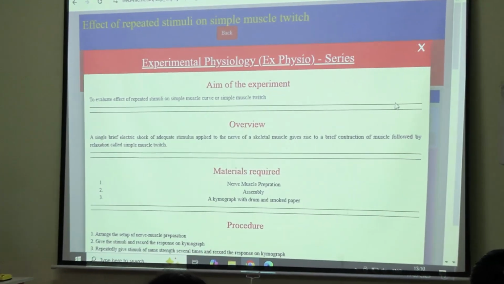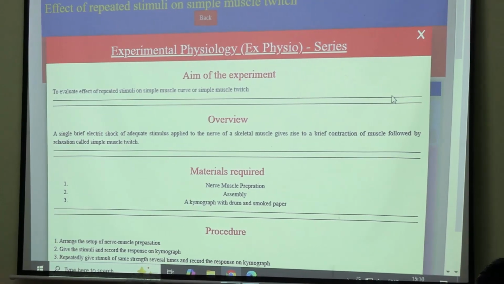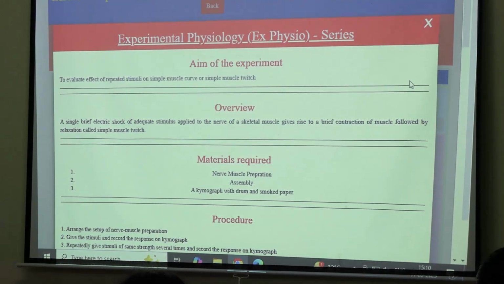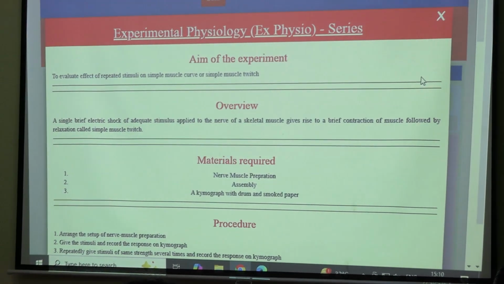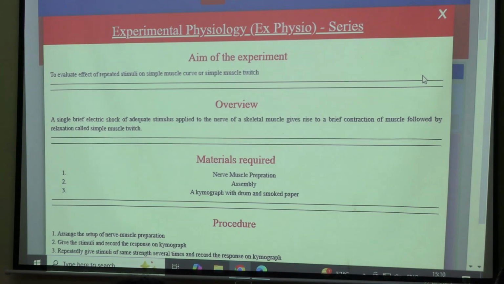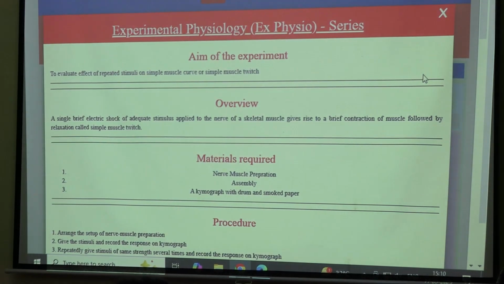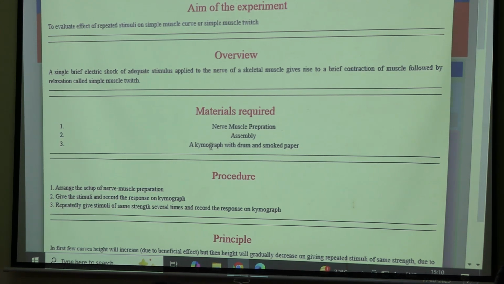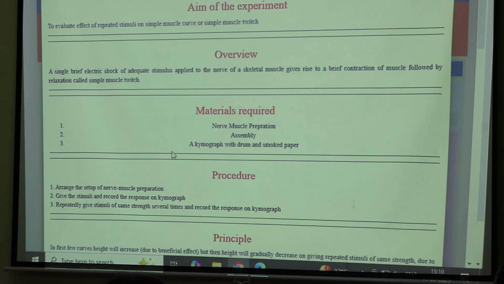The different thing is that in earlier classes we used to give one single stimulus, but now we are giving multiple stimuli and trying to see their effect on the curve created by the muscle twitch. We have to make sure that the electric shock, the stimulus we give on the sciatic nerve to excite the muscle, is of the same caliber. The voltage should be the same, with no difference.